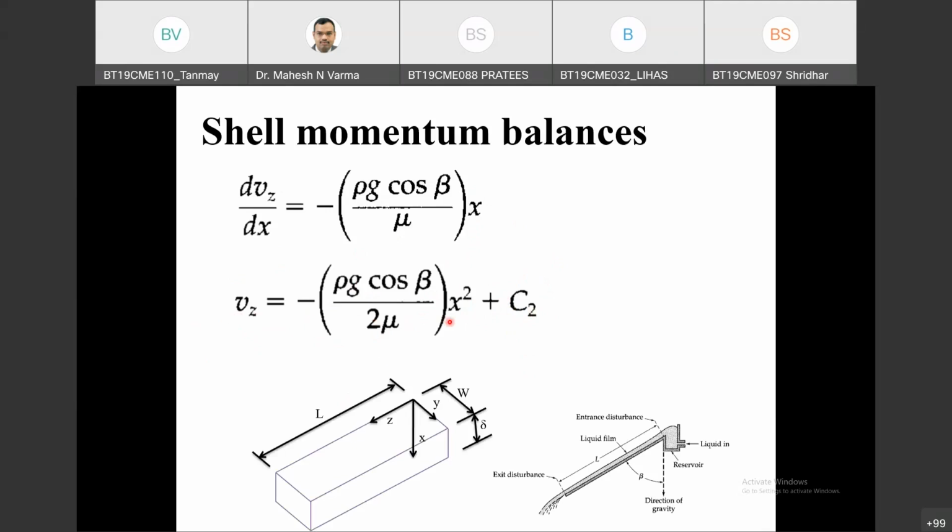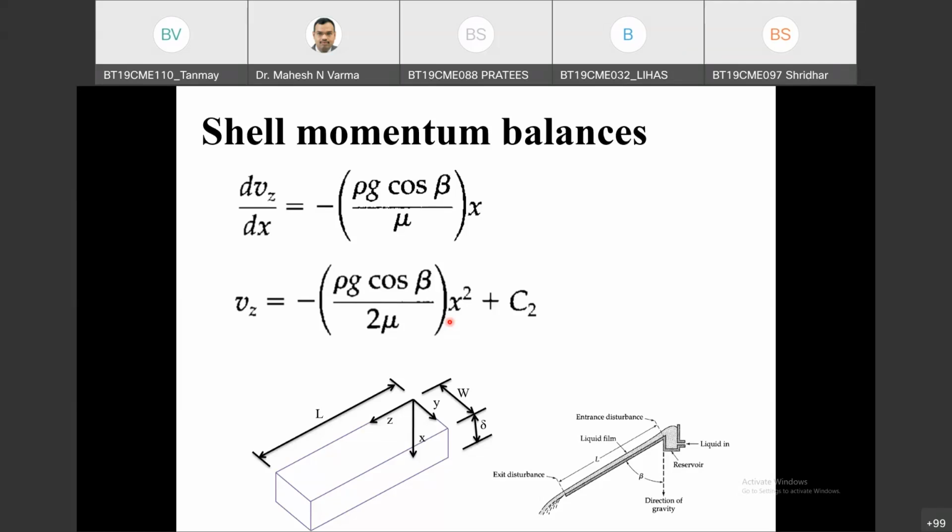Previously, I first got a differential equation with respect to shear stress, and there I needed a shear stress boundary condition. Now this is a first order differential equation with respect to velocity. After solving that equation and substituting the constant value, I will get the velocity profile, and here I need a velocity boundary condition. So is any velocity boundary condition available?